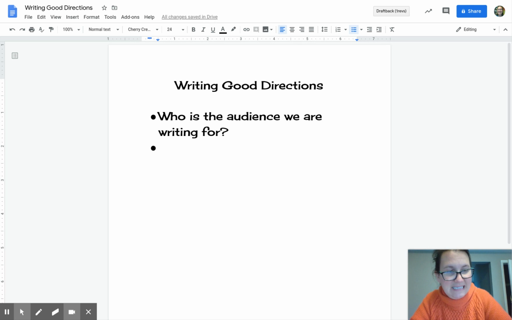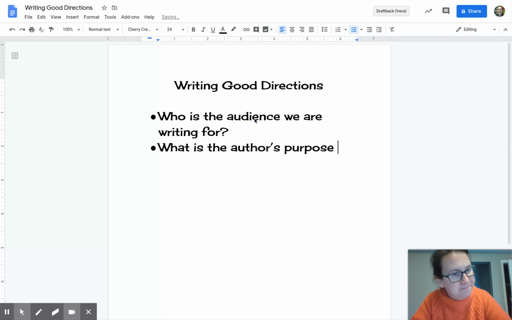Another important idea is what is the author's purpose in writing these directions? So I want you to write these things down. If you need to pause the video to write them down, feel free to do so. I'll have this one down in a second. What is the author's purpose in writing the directions?